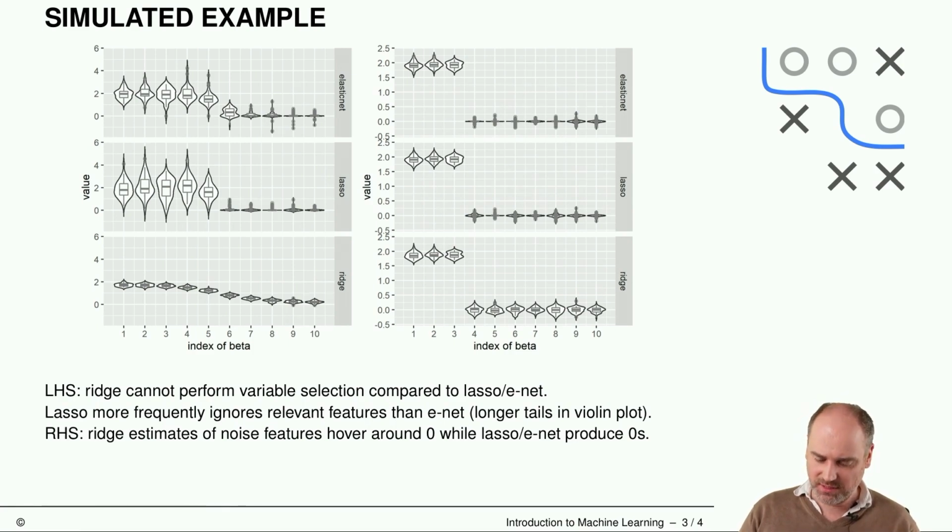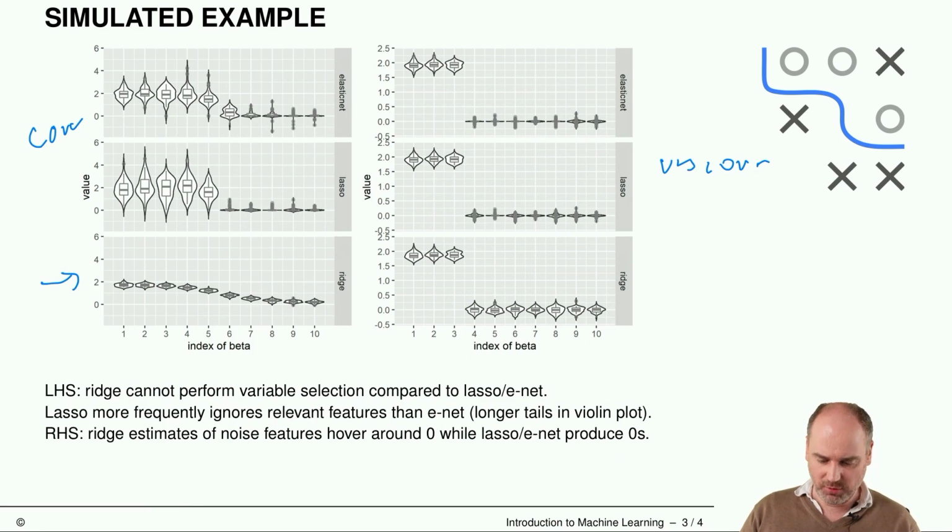So on the left-hand side, here we have this correlated case, and here we have this uncorrelated case. Okay, I guess that's barely readable, what I'm scribbling on the slides. On the left-hand side, we can actually see that the ridge regression doesn't really do feature selection. Discussed this before, not very surprising. The feature vector is basically dense.